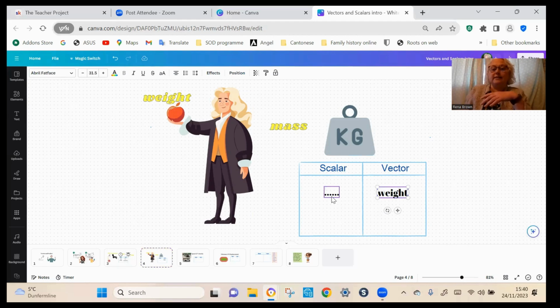Weight is your vector because it is a force which has a direction, and mass is a measure of how many atoms you are made of. So it doesn't have a direction. It's a scalar.